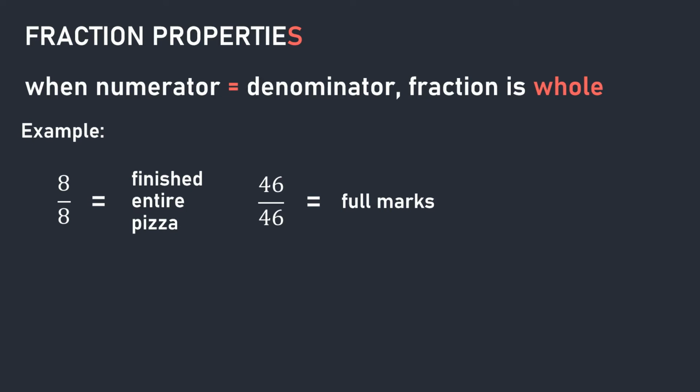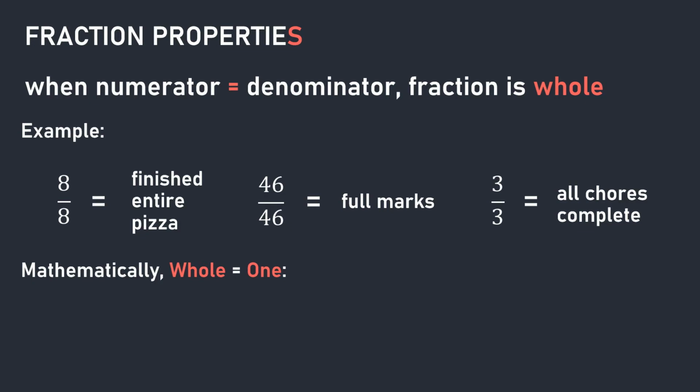And lastly, if you had done all 3 chores at home, you would have completed the entire set of chores, let's say for that day. And so if we take this further, then mathematically we could express that wholeness as 1. And this makes sense because in the case of the pizza, eating all 8 slices means you finished that entire pizza. In the case of the test, receiving all marks means you successfully completed and answered all questions on the test. And in the case of the chores, it means that you completed 1 full set of chores.